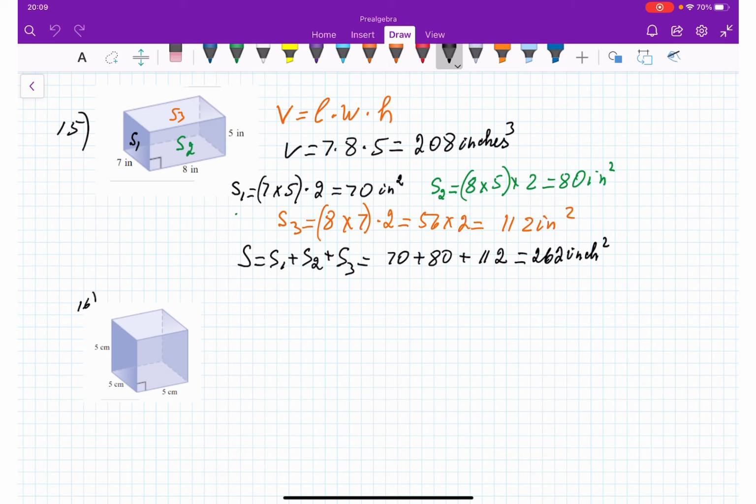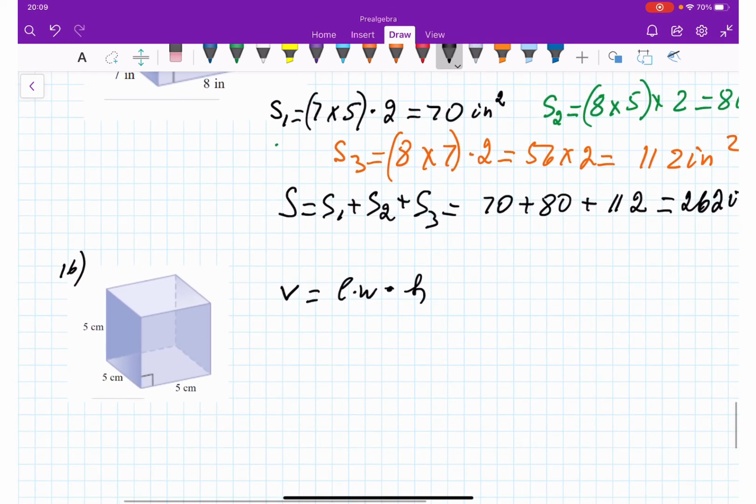So number 16. What do we have for number 16? Find the volume and surface, same thing. Okay, so volume is equal length times width times height. What do we have? 5 times 5, oh, it's a cube. So 5 times 5 times 5. 5 cubed, 125 centimeters cubed.